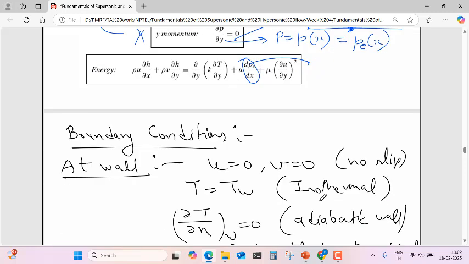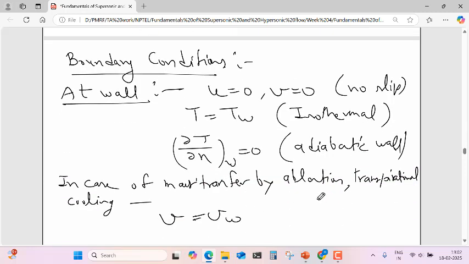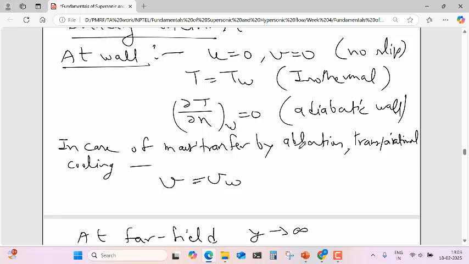There are some boundary conditions which we need to solve it. If at the wall there is no slip, then the boundary condition for velocity will be u equal to 0, v equal to 0. And in case there is a mass transfer at the wall, or transpiration cooling, ablation, then this velocity perpendicular to the surface will not be 0. We will take v equal to vw, whatever is the velocity at the wall.